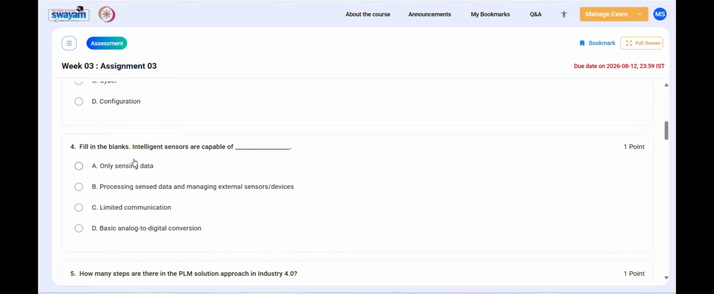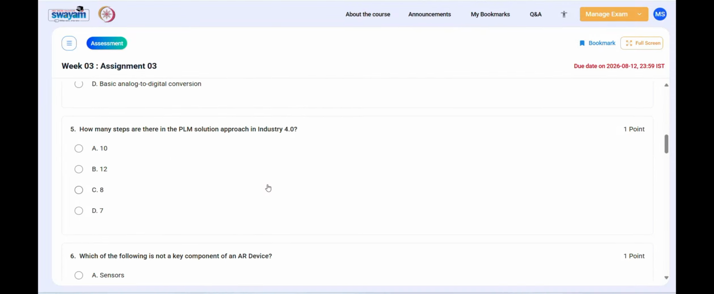Then fill in the blanks: intelligent sensors are capable of processing sense data and managing external sensor devices, so option B is correct. Then the fifth question: how many steps are there in the PLM solutions approach in Industry 4.0? So option A is correct, 10.